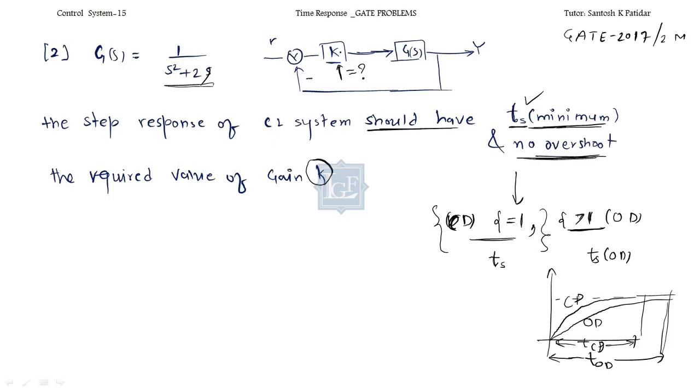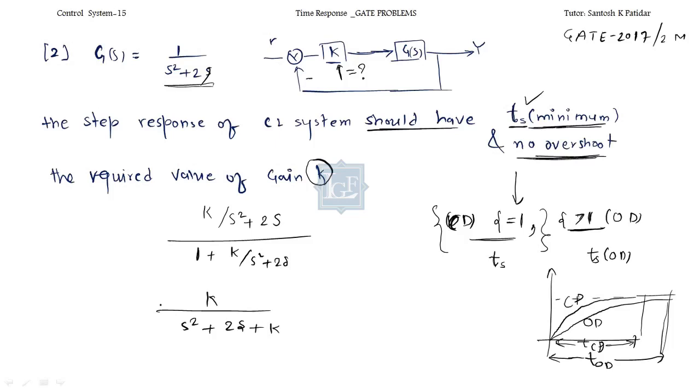So this is the system given, k multiplied with this. So overall here you will get k into G(s) with a unity feedback system. What will be the closed loop transfer function? It will be k over s squared plus 2s, divided by 1 plus k over s squared plus 2s. So finally you will get k over s squared plus 2s plus k. Okay, so this is the second order system.